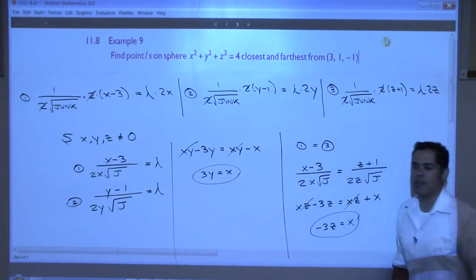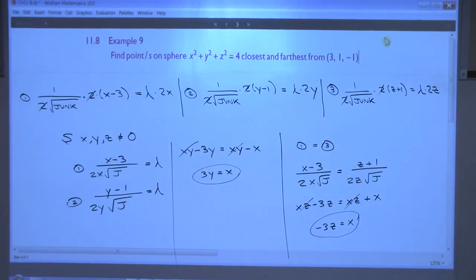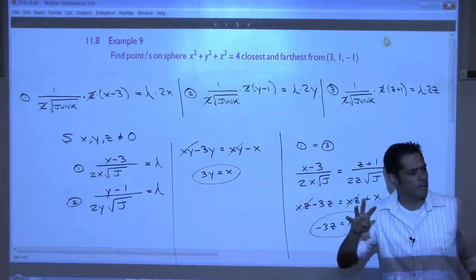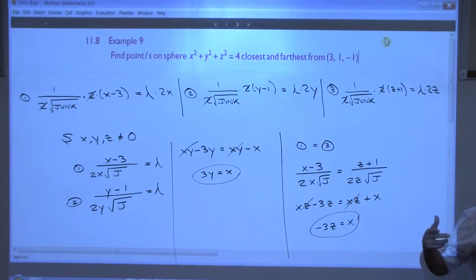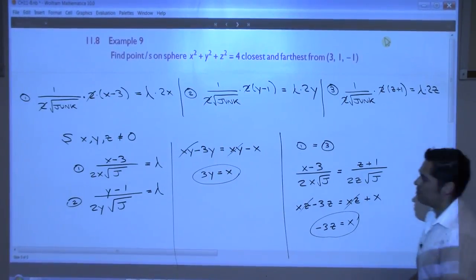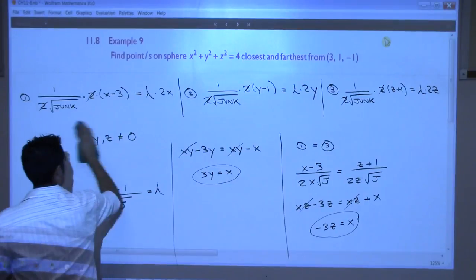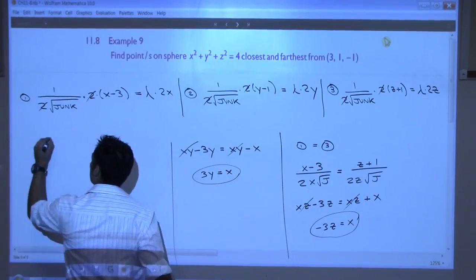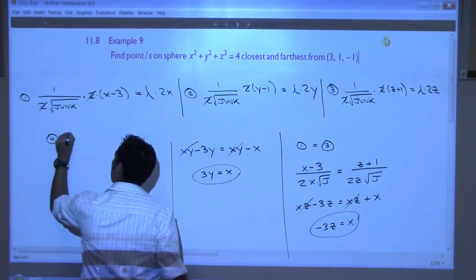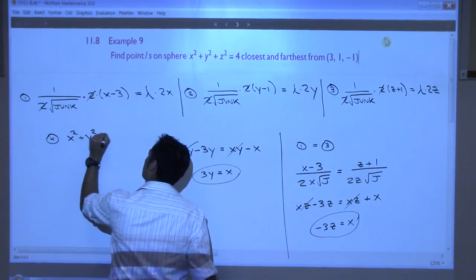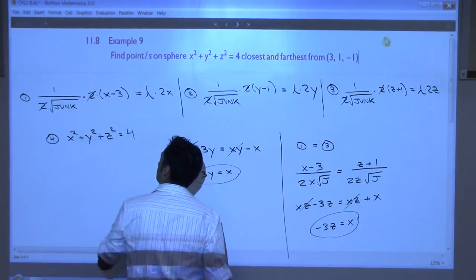Let's get one more relationship. Well, maybe we don't even need it. Let's see. I don't think I need it, because what's my fourth equation? The constraint, right, which has x, y, and z in it. So I'm going to go ahead and write my constraint down right here. Equation 4. With equation 4, I have x squared plus y squared plus z squared equals 4.